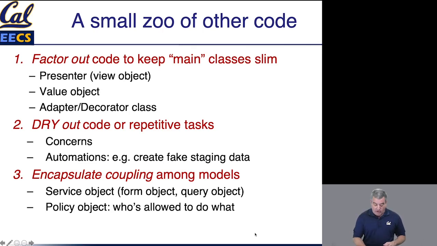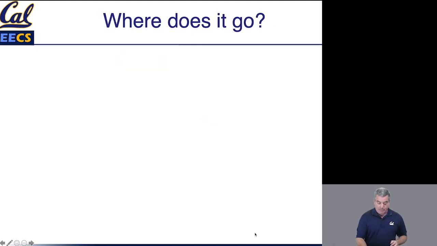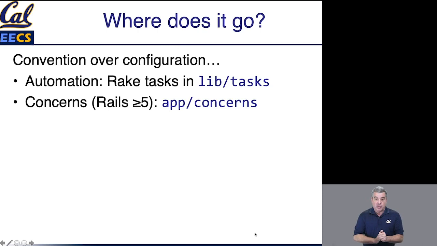So that's a small zoo of other types of code. If it doesn't feel like it belongs in a model, and you're pretty sure it doesn't belong in a view or a controller, here's a handful of choices for what it could be. Where do you put this stuff? Where do the files live? Well, there are a couple of cases where convention over configuration tells us the answer. In the Rails framework, the rake tool is the way that you automate workflows and tasks that are repetitive. So there's a subdirectory lib/tasks. That's the natural place for your rake tasks to live. Starting with Rails version 5, there's a directory called app/concerns where you can put concerns like searchable, taggable, commentable, some of these behaviors that make sense to add to a variety of different model types.